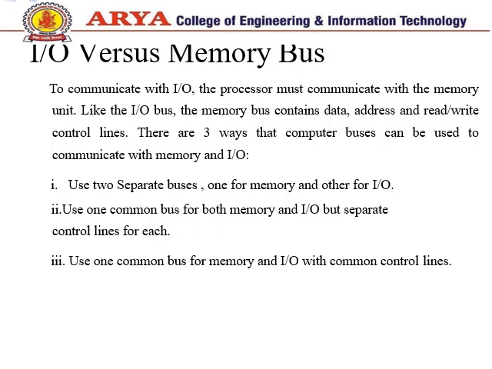Input output versus memory buses. To communicate with input output, the processor must communicate with the memory unit like the input output buses. The memory bus contains data, address and read-write control lines. There are three ways that computer buses can be used to communicate with the memory and input output. First, use two separate buses, one for memory and other for input output devices. Second, use one common bus for both memory and input output, with separate control lines for each. Third, use one common bus for memory and input output with common control lines.